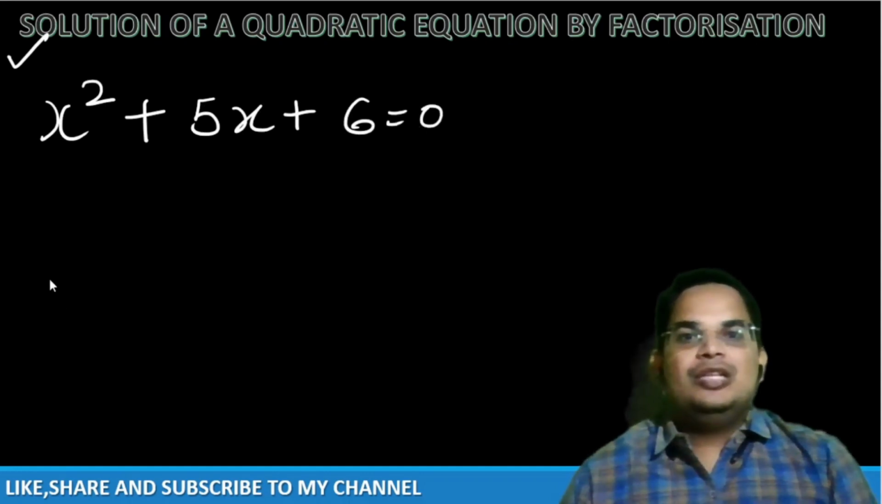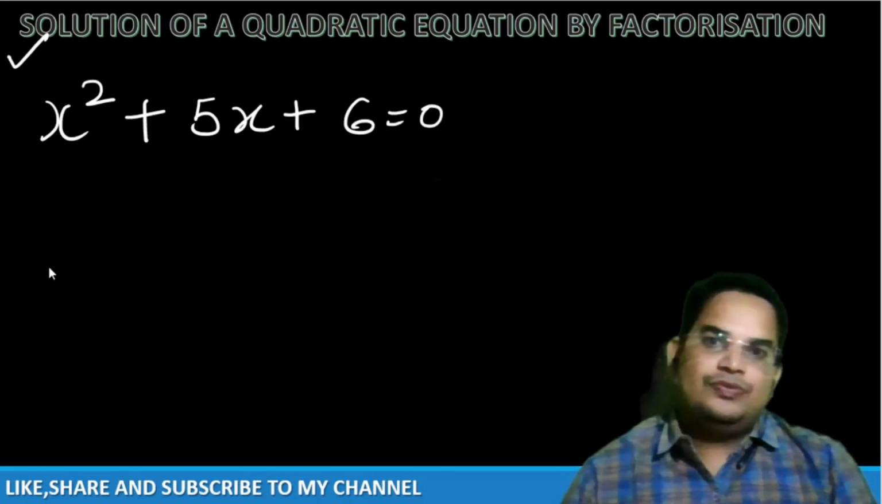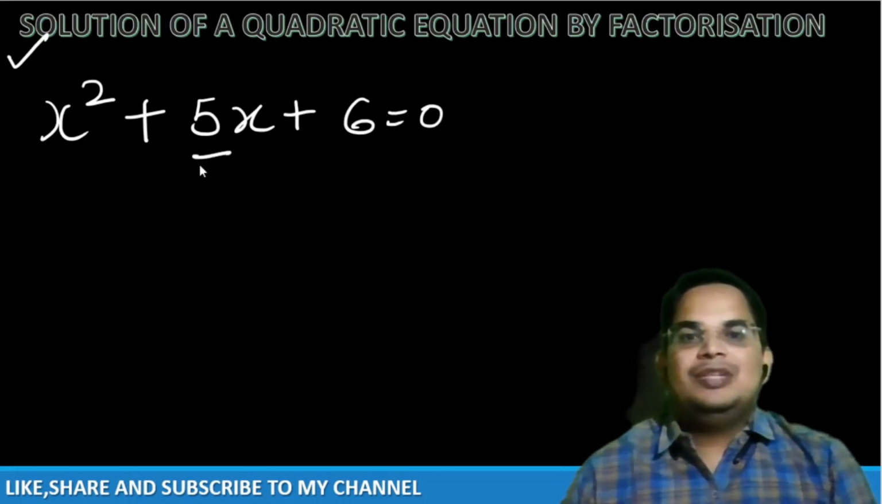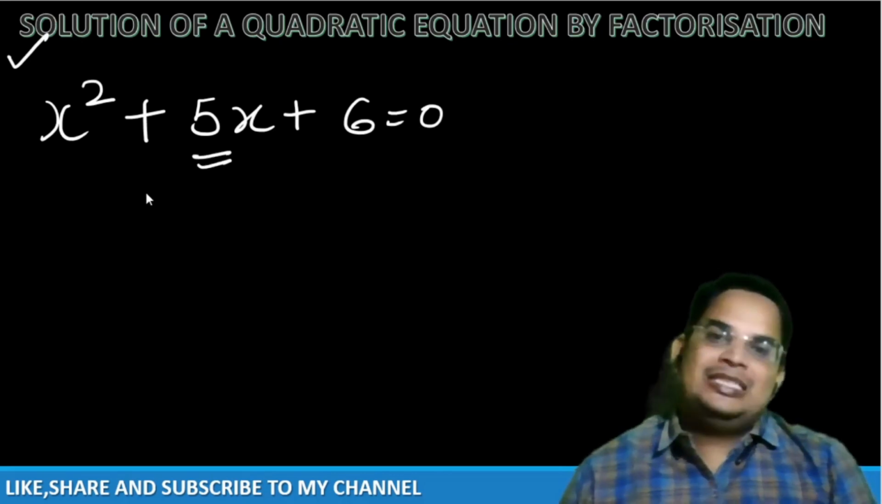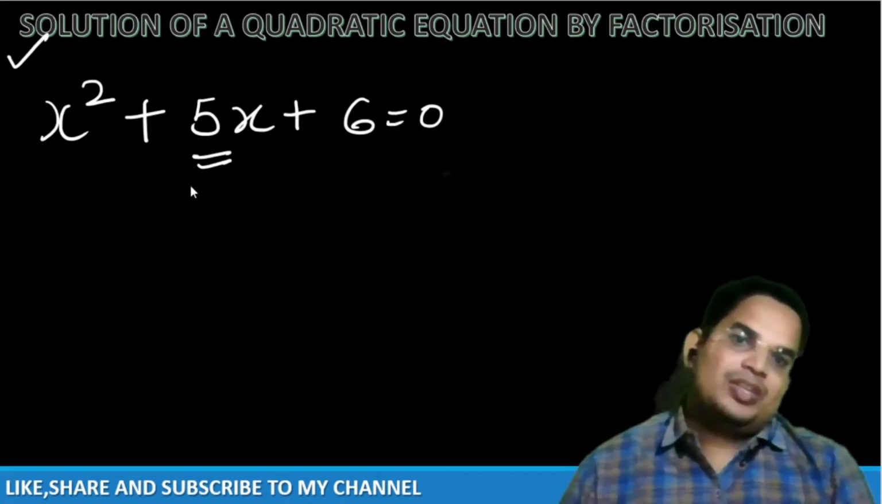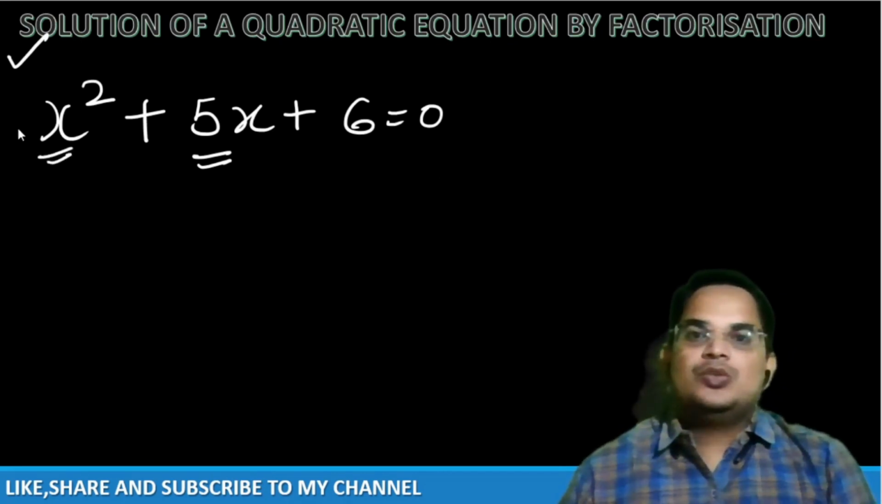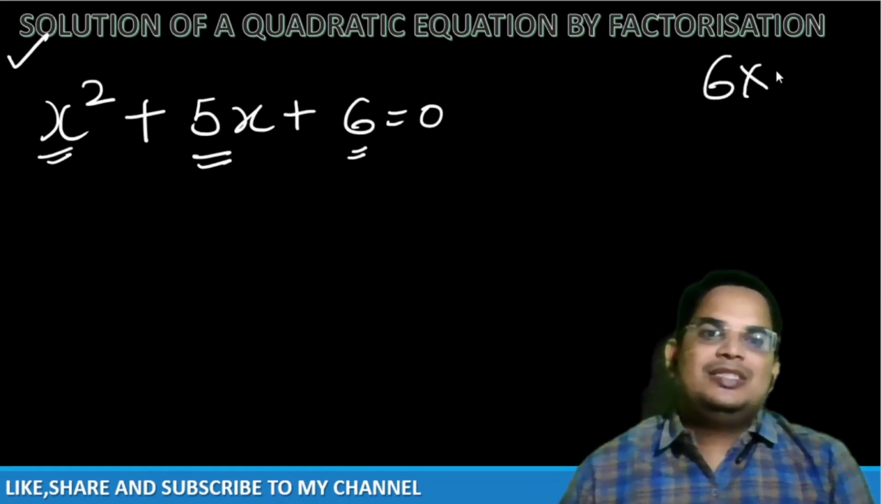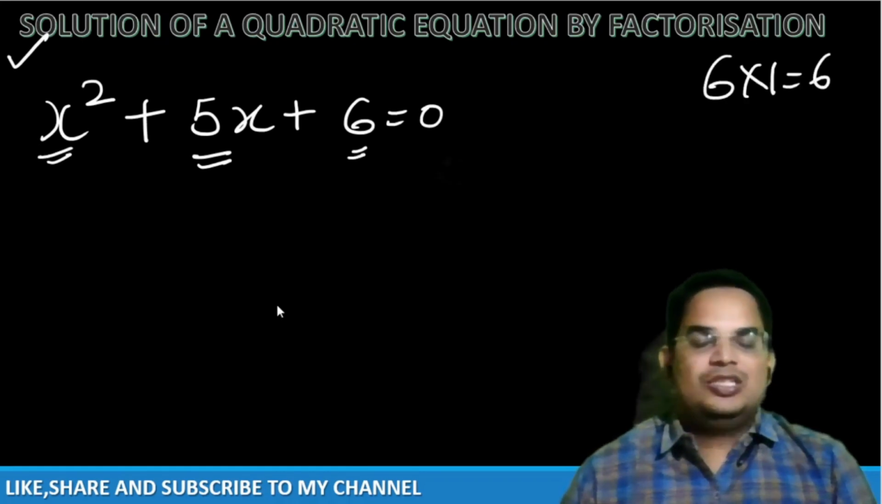Now I am going to tell you how to do the factorization. First of all, I will split the middle term, and I am going to tell you the method by which you can split the middle term. Look at this, the coefficient of x square is 1 and the constant term is 6. So you will multiply 6 into 1, it becomes 6.